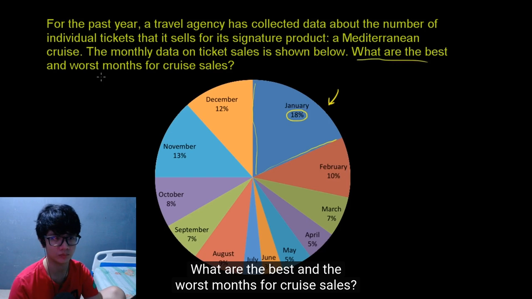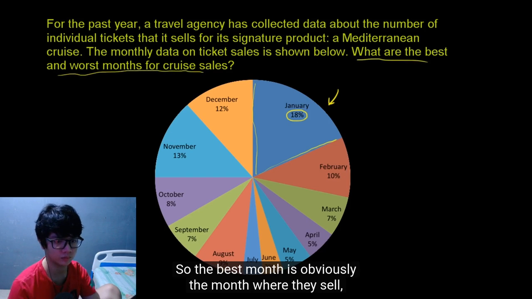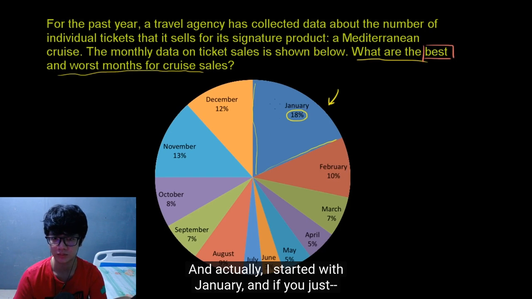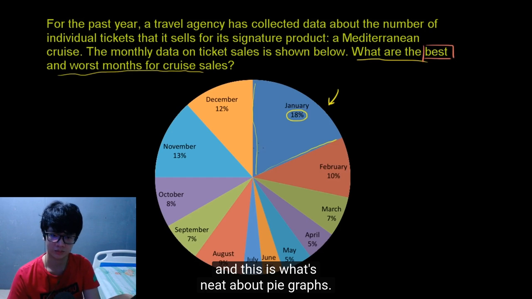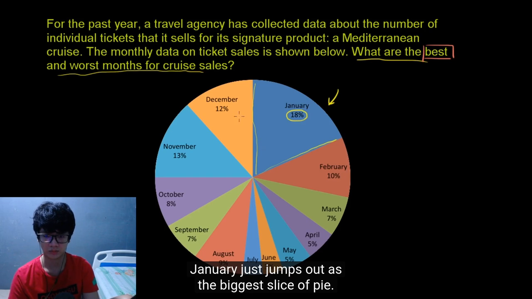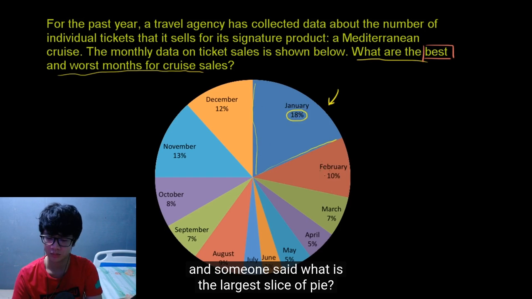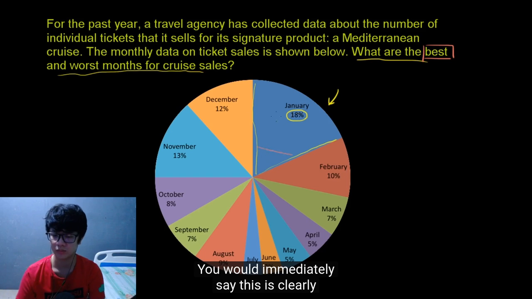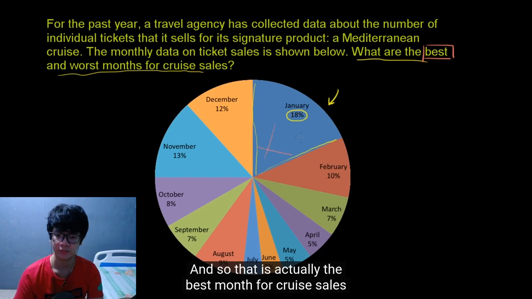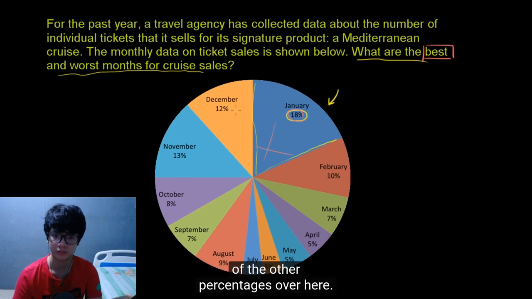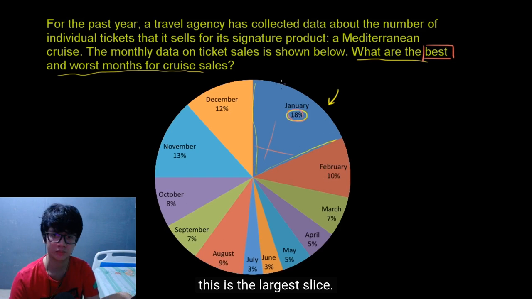What are the best and the worst months for cruise sales? The best month is obviously the month where they sold the largest percentage of their tickets. I started with January, and this is what's neat about pie graphs: you wouldn't even have to look at the numbers. January just jumps out as the biggest slice of pie. If you couldn't even read, and someone asked what is the largest slice of pie, you would immediately say this one right over there. That is the best month for cruise sales, because they sold 18%, which is larger than all of the other percentages, but it's clear just by looking at the graph.